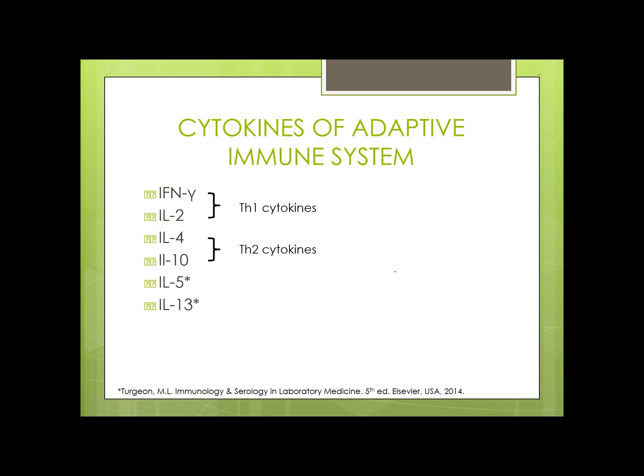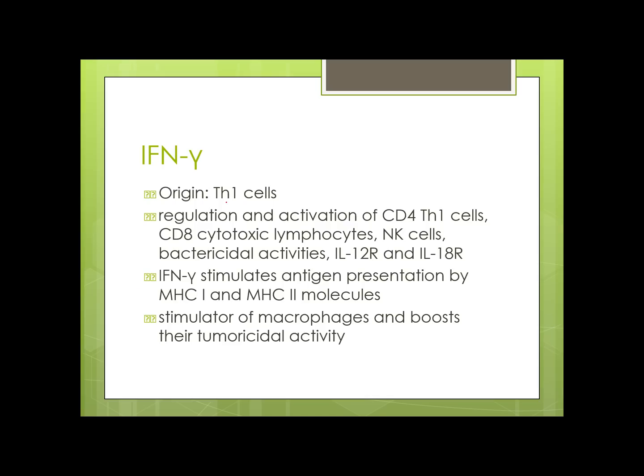Now let's go to the second part, your cytokines of the adaptive immune system. This would include your interferon gamma and interleukin 2, which are T helper 1 cytokines. Then interleukin 4 and interleukin 10, which are T helper 2 cytokines. Let's start with your interferon gamma. The CPC, or the cytokine producing cell, or its origin here is your T helper 1. This is responsible for regulation and activation of CD4 T helper 1 cells, CD8 cytotoxic lymphocytes, NK cells, bactericidal activities, interleukin 12R and interleukin 18R. So please take note of its function.